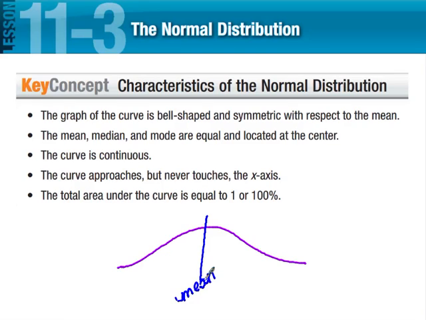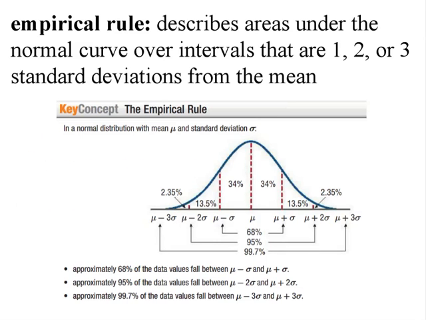The total area under the curve is equal to 1 or 100%. This is a pretty important characteristic right here. So the area under the entire curve is 100%. Have to know that. Now there's some more characteristics about the normal distribution, and that's what's known as the empirical rule. This is taken from your book on page 675. The empirical rule describes areas under the normal curve over intervals that are 1, 2, or 3 standard deviations from the mean.